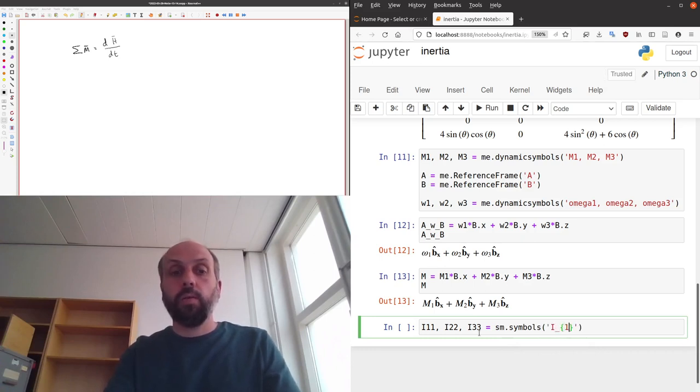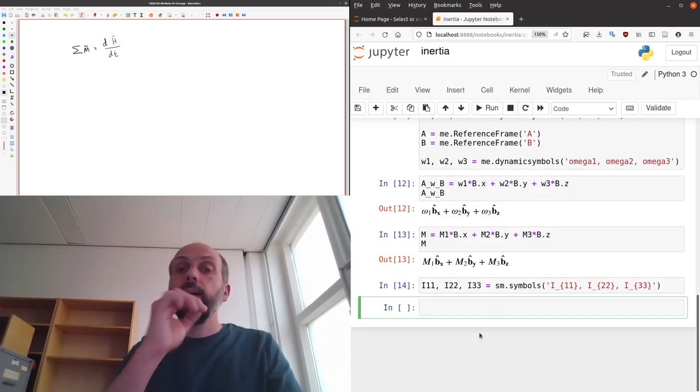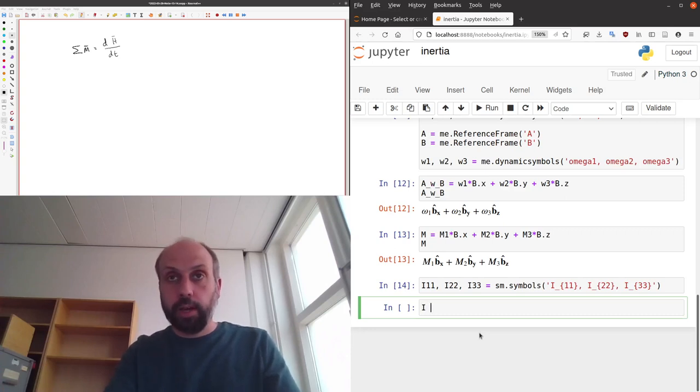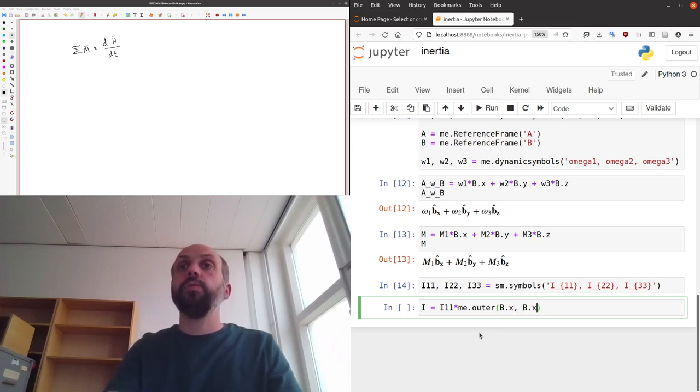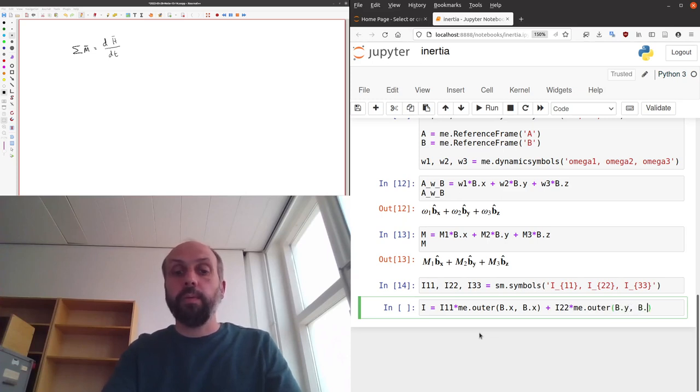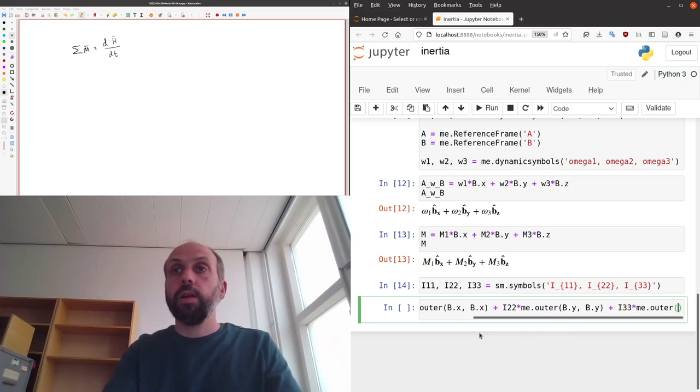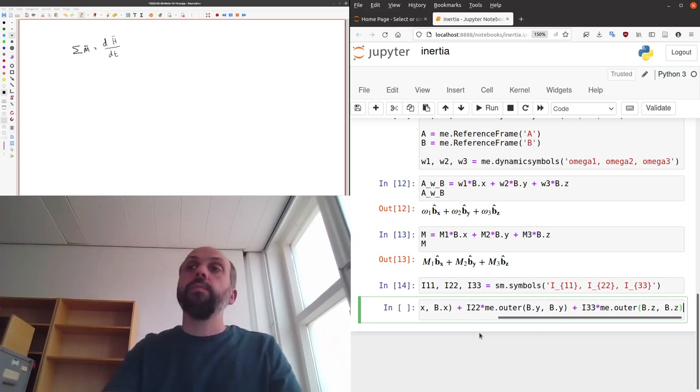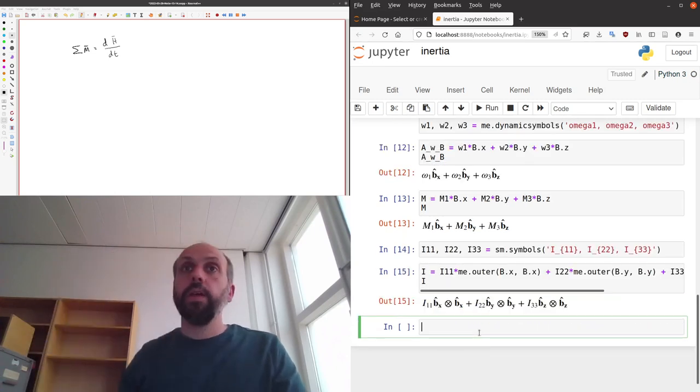So I11, I22, I33, right? And then let's create that central inertia dyadic here. We'll have I equals I11 times me.outer(B.x, B.x). And then we're having the central inertia dyadic expressed in the B frame also. So we do B.x plus I22 times me.outer(B.y, B.y) plus I33 times me.outer(B.z, B.z). Let's look at that inertia dyadic. There we go. So now I have pieces of the puzzle.